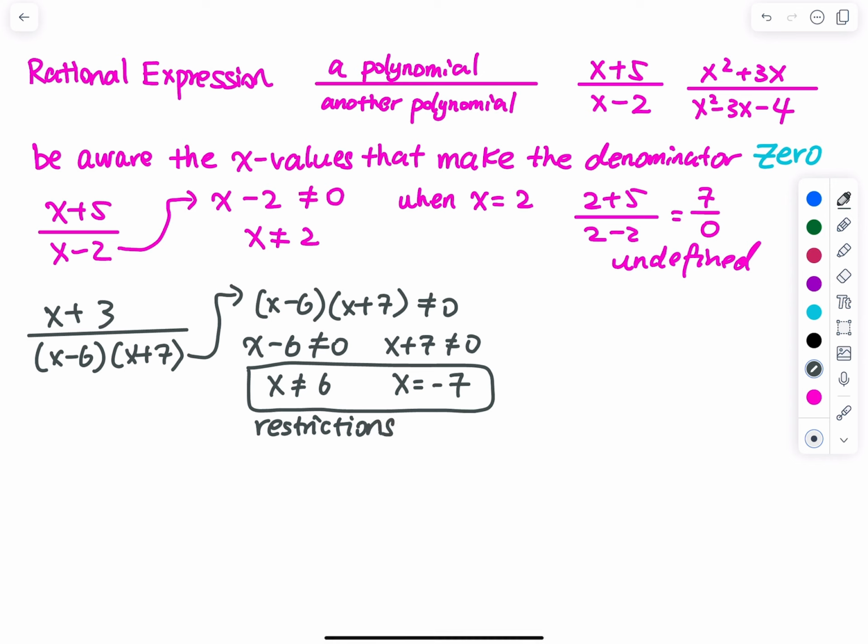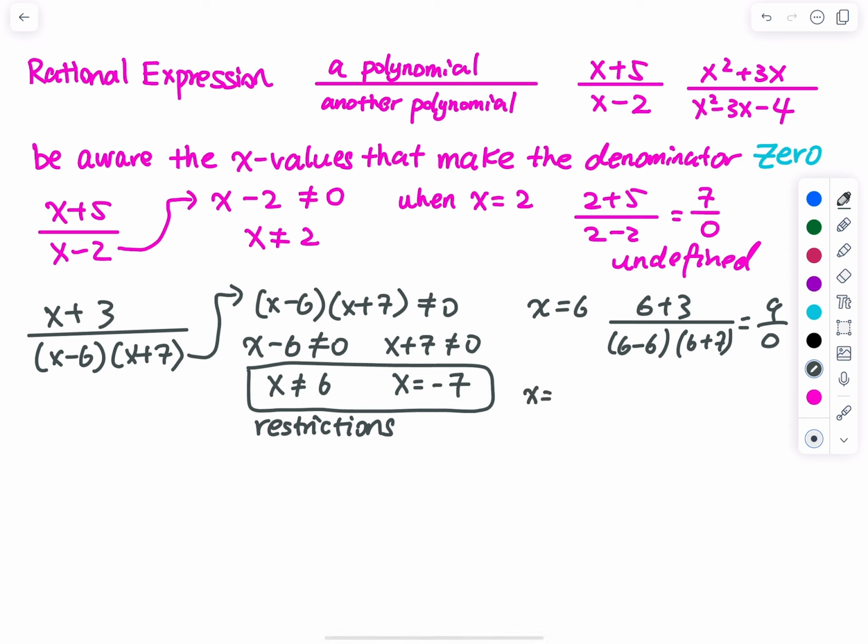What happens when x equals 6? When x equals 6, we have 6 plus 3. Nothing is wrong with that. This will be 6 minus 6, and then the other one is 6 plus 7. So you have a 9 on top, but this will be 0 times 13. You have a 0, so that is undefined.